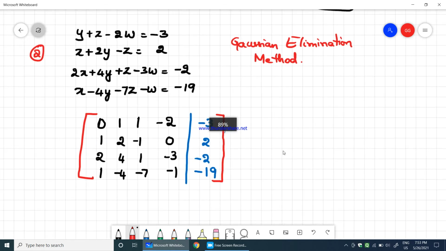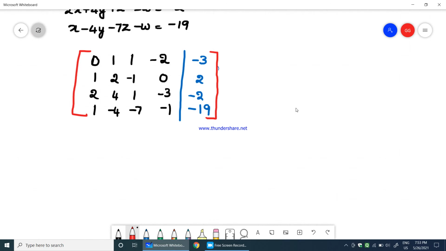Here now we need to do the row operations to find out the solution. So let us do the row operations for this. First thing, before row operations we'll interchange the second and first row. That can be done. Because 0 is on top, we'll interchange row 2 and row 1.